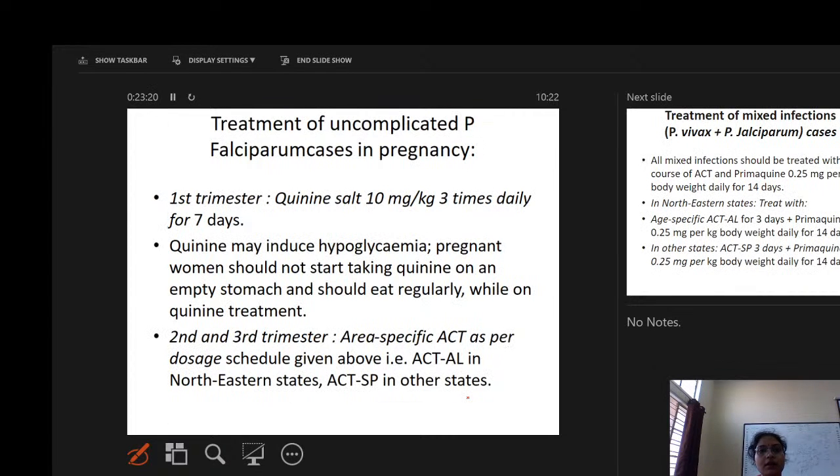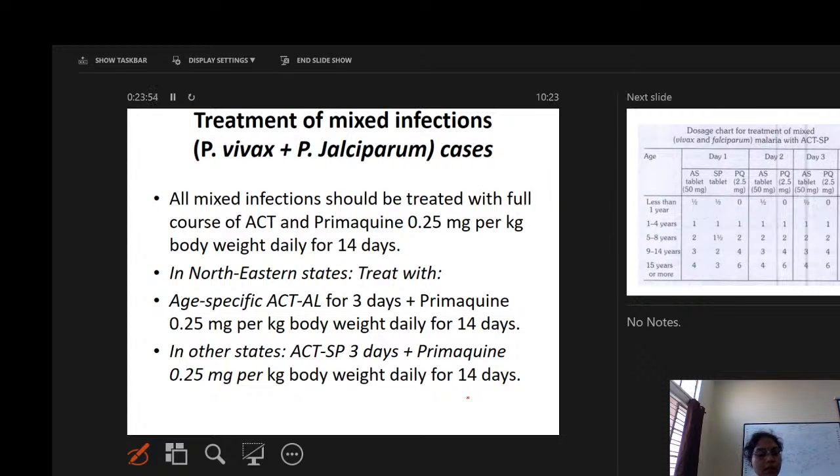Okay. Next, the treatment of uncomplicated falciparum cases in pregnancy. In first trimester, you give quinine salt 10 mg per kg 3 times daily for 7 days. Quinine may induce hypoglycemia. Pregnant women should not start taking quinine on an empty stomach and should eat regularly. Second and third trimester, area-specific ACT as per dosage schedule given above, that is ACT-AL in Northeastern, ACT-SP in other states. Alright, are you all able to understand? 4 members are there. At least you all reply whether you all are understanding or not.